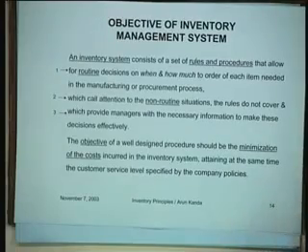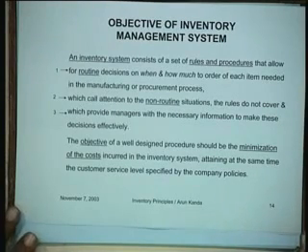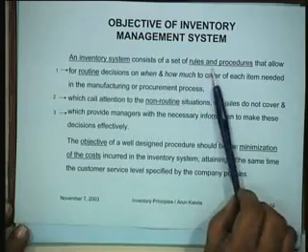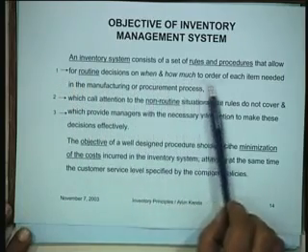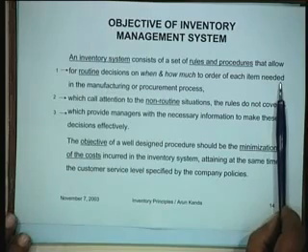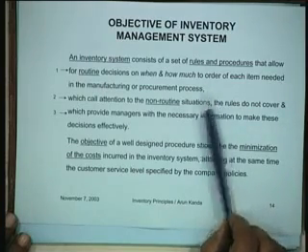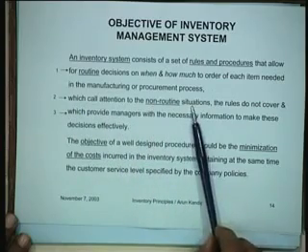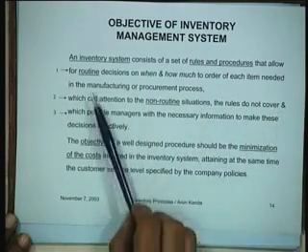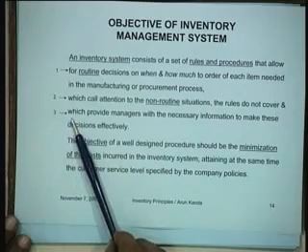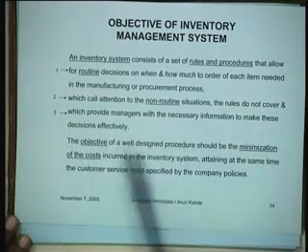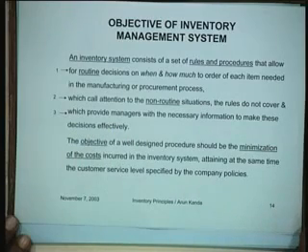What is the objective of an inventory management system? To manage inventories in an organization, we require an inventory management system. Basically an inventory system consists of a set of rules and procedures that allow, number one, for routine decisions on when and how much to order of each item needed in the manufacturing or procurement process. Two, which call attention to the non-routine situations the rules do not cover. So that's another thing that you want: if it's a non-routine situation, it should call attention to that. And number three, which provide managers with the necessary information to make these decisions effectively.